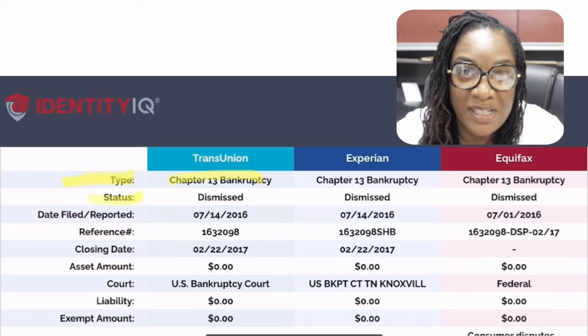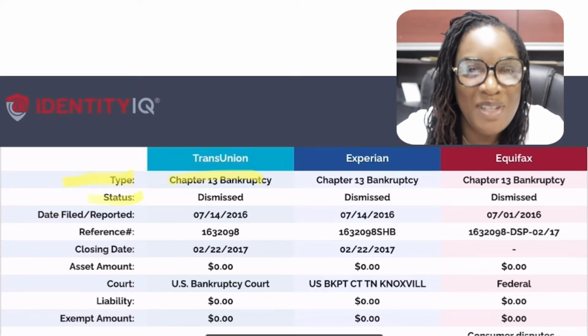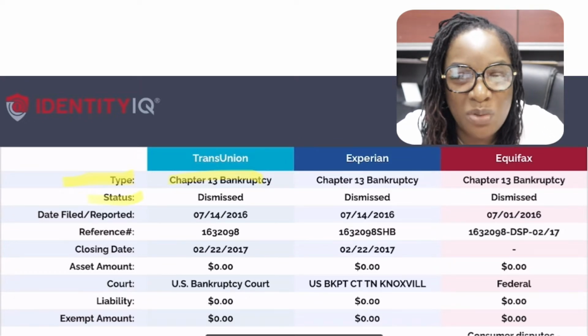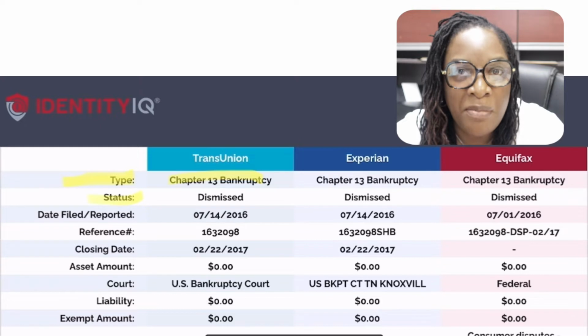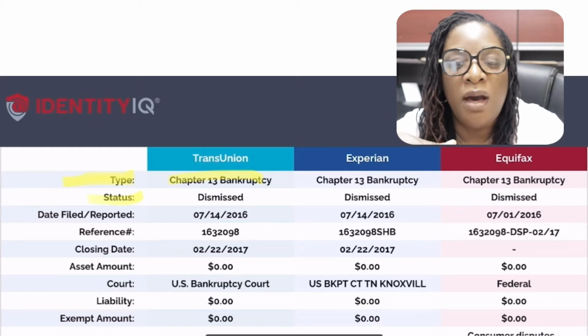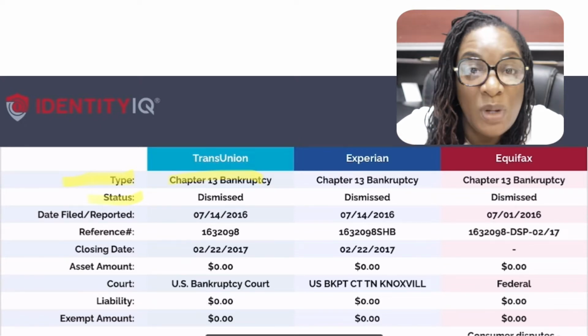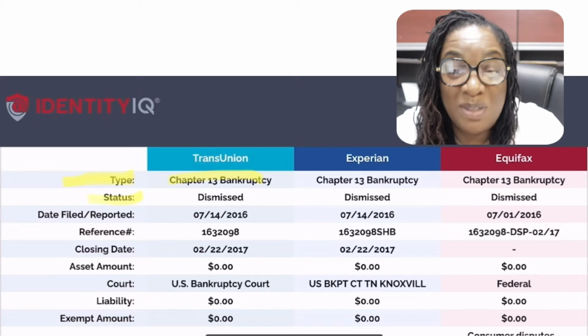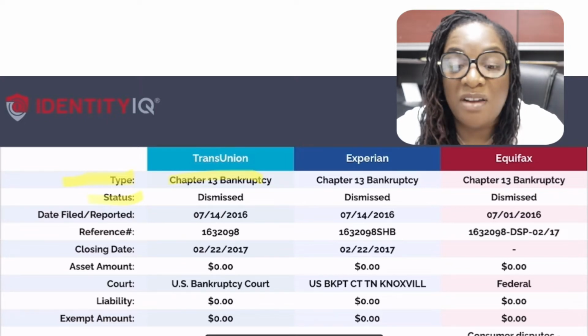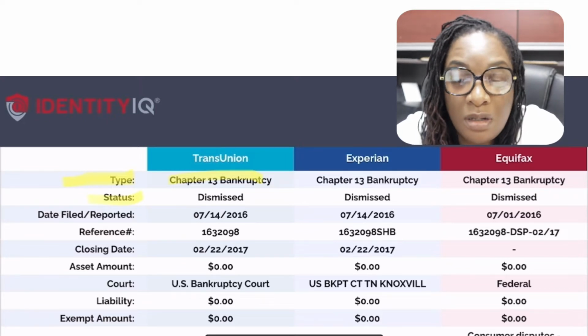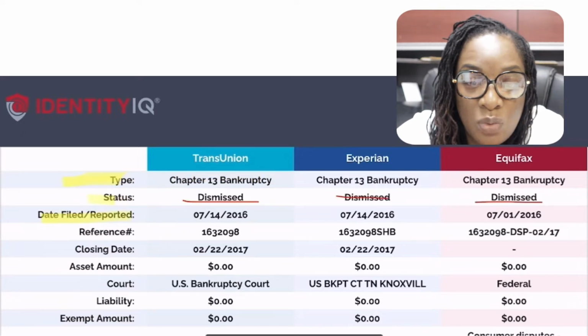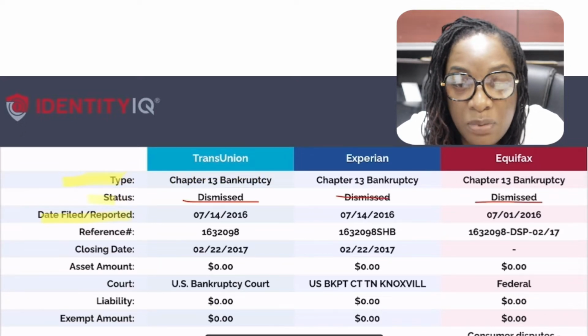So for the sake of trying to explain this the best way I can and make it visual, I will be marking red marks everywhere that I deem is going to be a reason for me to dispute something inaccurate. Okay, and we want to go down now to date filed report.